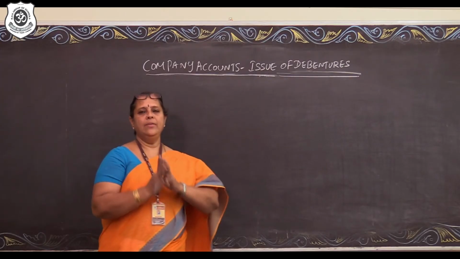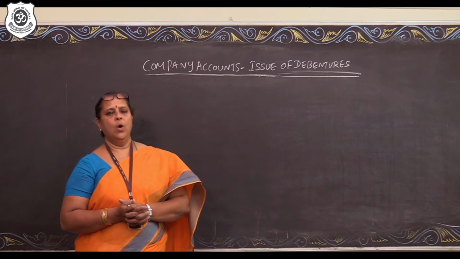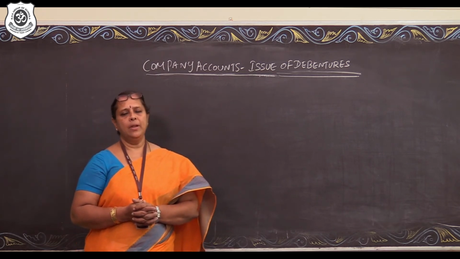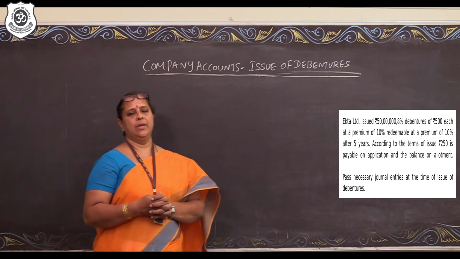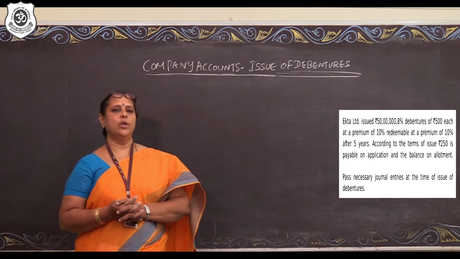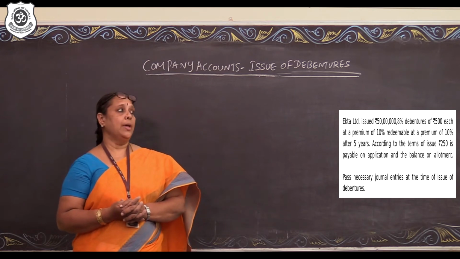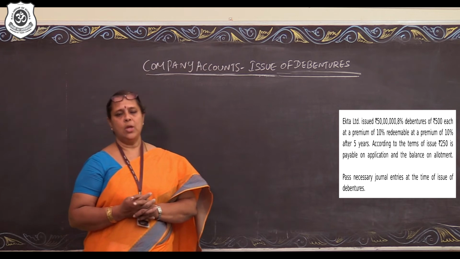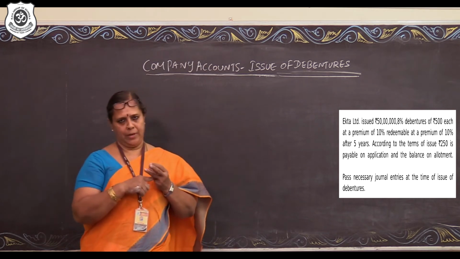Namaste. Having discussed the concept of debentures, now we shall go for the numerical problems in the chapter issue of debentures. Now the first problem we are going to take up is the issue of debentures for cash. A company has got rupees 50 lakh debentures of rupees 500 each. So what we should be very careful is to note whether it is rupees 50 lakh or 50 lakh number.